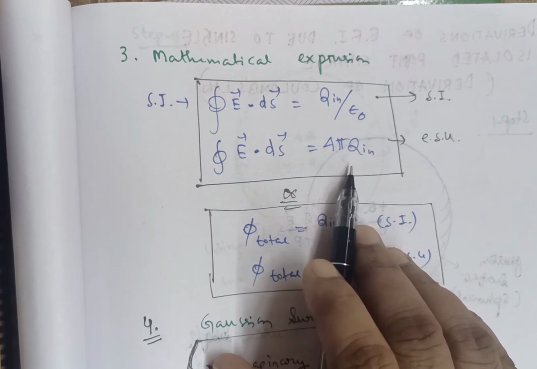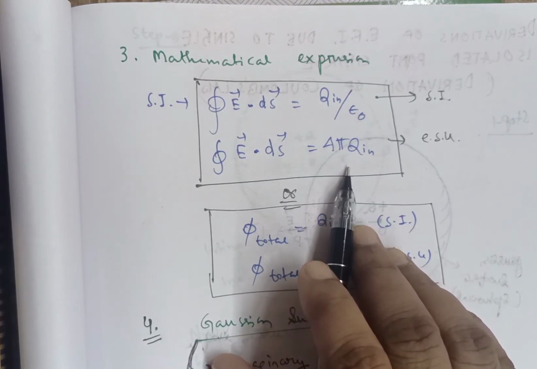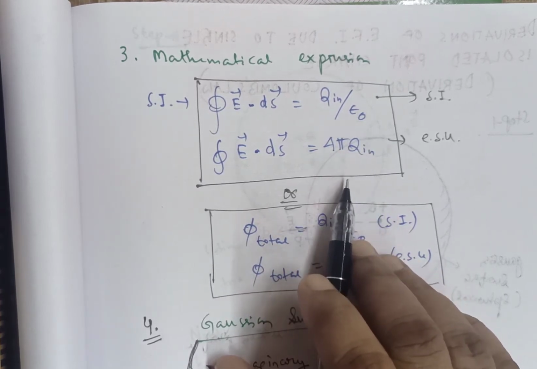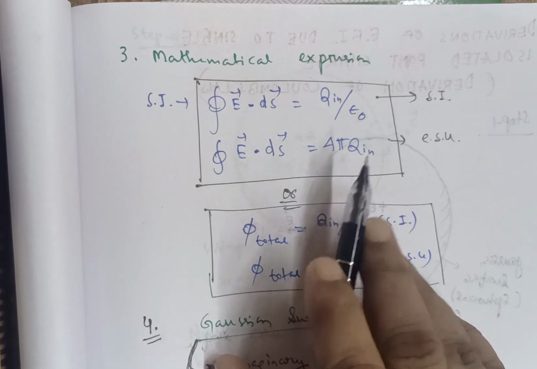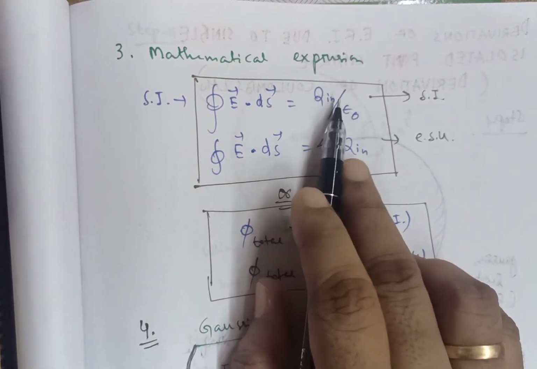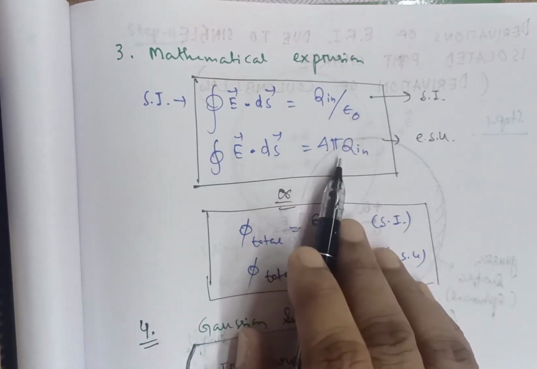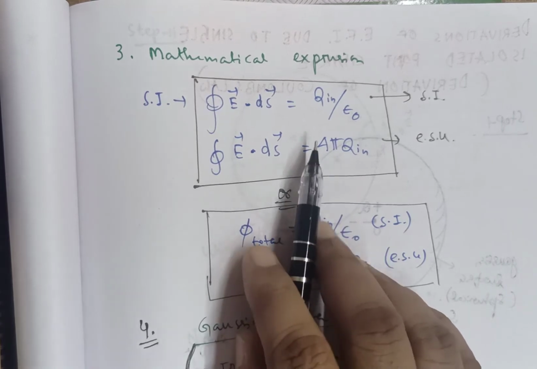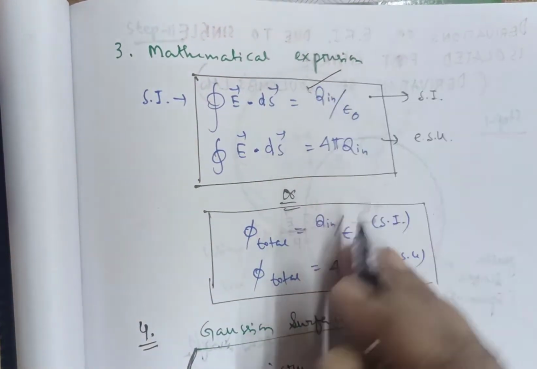As in your derivation previously, you just remember the electric field intensity due to a single isolated point charge for CGS system is q by r square, but in SI system it is 1 by 4 pi epsilon 0 q by r square. That's why this value is different. In SI system you can write q in by epsilon 0, but in CGS system you can write 4 pi q in. But in exam, if the question comes write the statement, you should follow this one, but this one is also true.